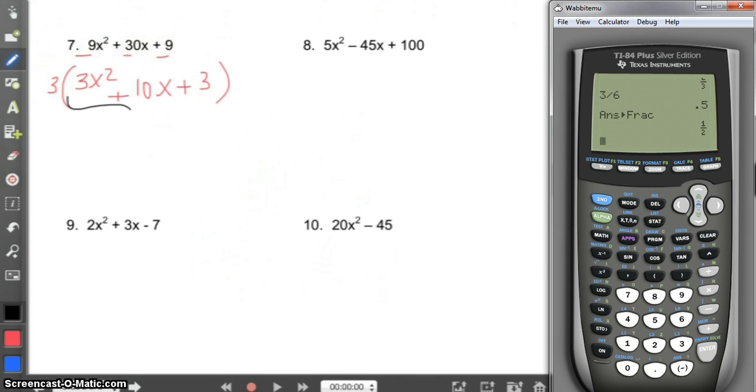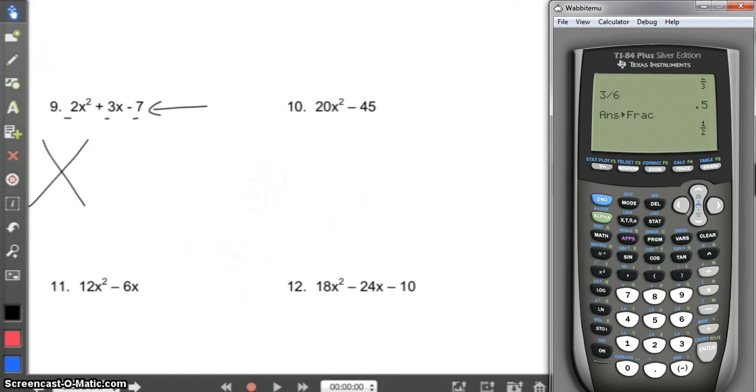Now you use the big X method for this one. Don't forget to factor out whatever is common here and whatever is common in here. So as you can see here, there's nothing in common, so you can directly do the big X. Now let's move on to number 10.